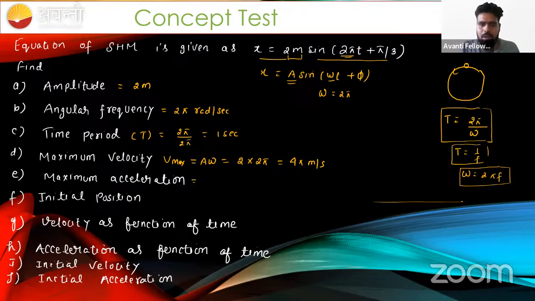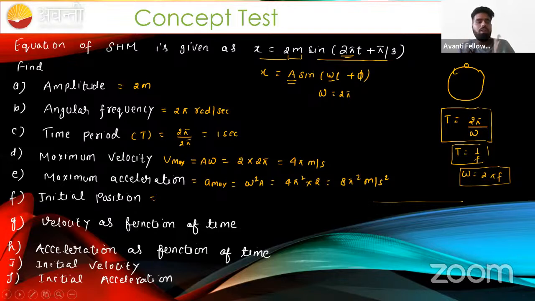What is the maximum acceleration? Whenever we talk about the maximum acceleration, we only write down the magnitude, and we already derived in the previous section that it is omega square A. So we put the value of omega, that will equal 4 pi square into amplitude, and this value will become 8 pi square. And the unit of acceleration is meter per second square. I hope this is clear to everyone.